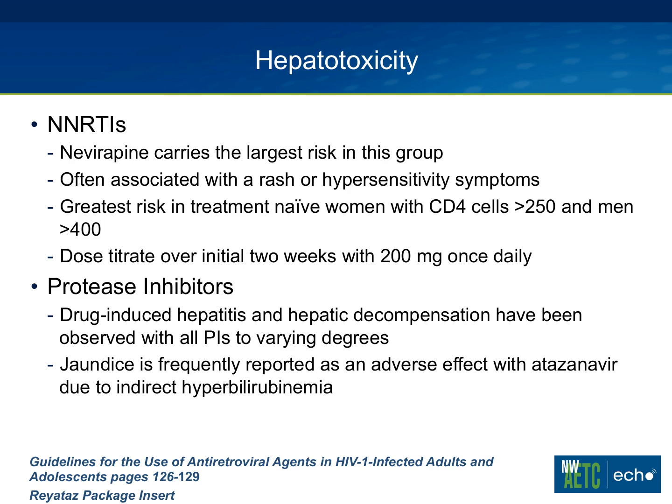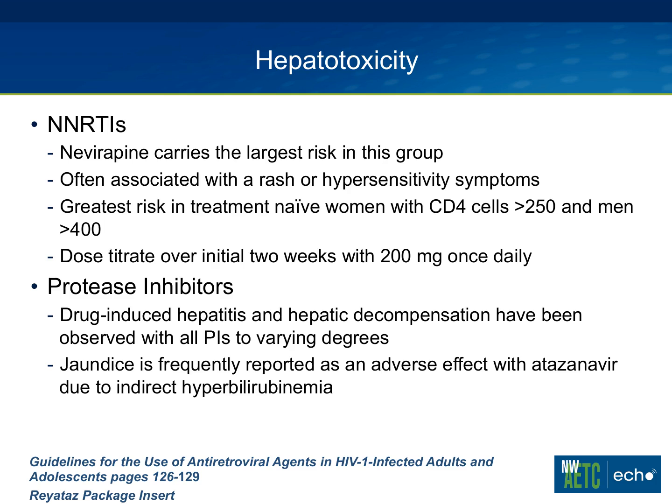A subset of patients have been identified for a greater risk of hepatotoxicity. Those include treatment-naive women with CD4 cells greater than 250 and men with CD4 counts greater than 400. So it's generally recommended to avoid the use of nevirapine in patients with elevated CD4 counts. Another way to reduce the risk of hepatotoxicity is to titrate the dose initially over the first 2 weeks of therapy by giving 200 milligrams once a day, then increasing to 200 milligrams twice a day, or switching the patient to an extended release formulation of 400 milligrams once a day.